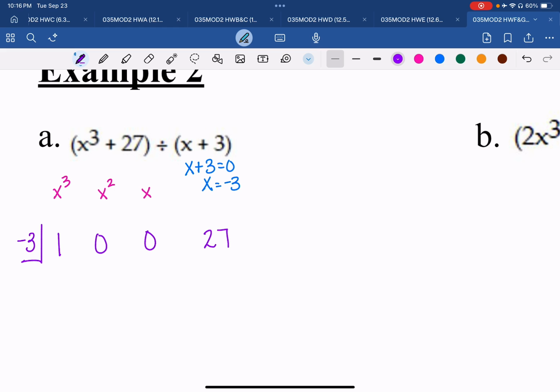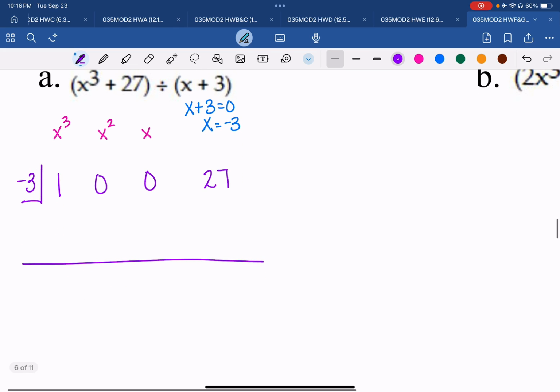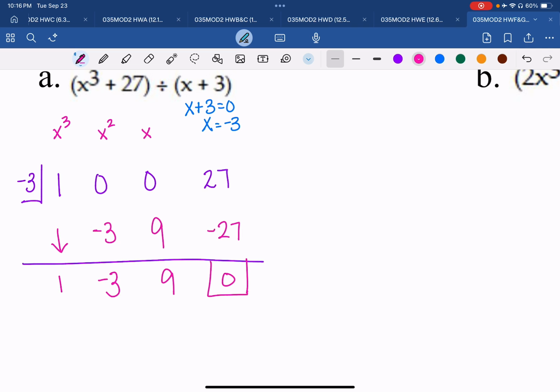All right, then, with my line, and then we start. So I'm going to drop down the 1. I'm going to multiply 1 and negative 3. I'm going to add 0 and negative 3. I'm going to multiply negative 3 times negative 3. I'm going to add 0 and 9. Multiply 9 and negative 3. Then I'm going to add 27 and negative 27, and I get 0 for my remainder.